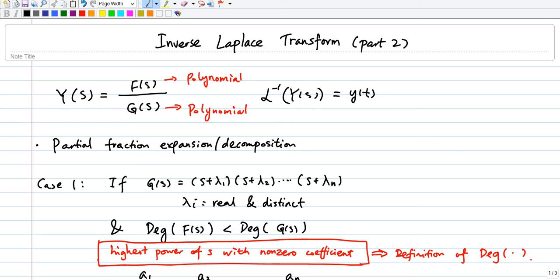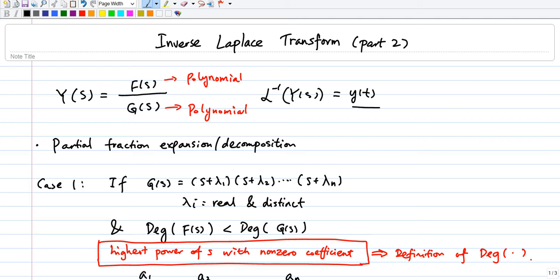In this video, I'm going to talk about the second part of the inverse Laplace transform. In the previous video, I talked about how we find the inverse Laplace transform of a function Y(s) given by F(s) divided by G(s). Here F(s) and G(s) are both polynomials with respect to the variable s. The goal is to figure out the inverse Laplace transform of Y(s), which is represented by y(t).